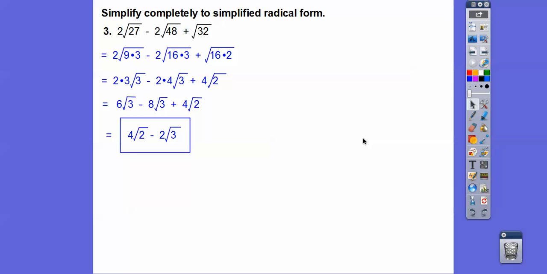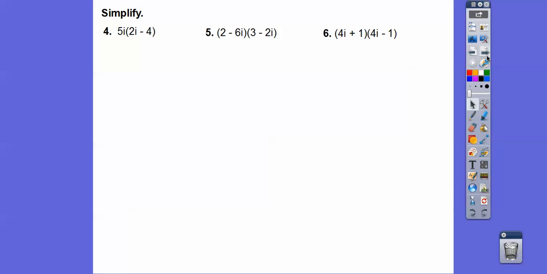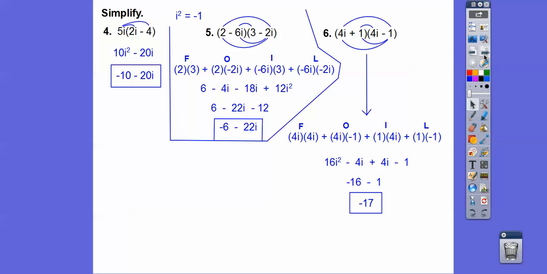Okay, so here, let's go ahead and distribute that 5i through. Okay, so we get 10i squared minus 20i. And remember, i squared is negative 1, so 10i squared becomes negative 10 minus 20i. Okay, going to FOIL these out and FOIL these out at the same time. Okay, so there they are right there. And if you cleaned it up, we get that answer, and clean that up, and we get that answer right there.